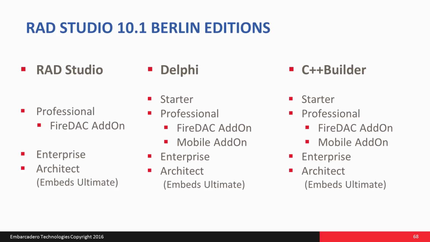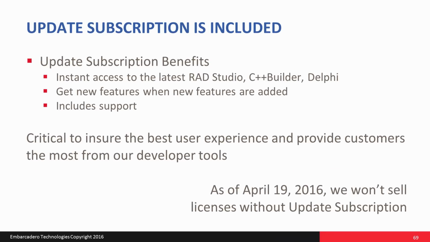A couple changes with this release in regards to the editions that we offer. With 10.1 Berlin, we discontinued our Ultimate Edition, and customers who currently have Ultimate will essentially get Architect. But as you see through here, nothing else for the most part has changed in regards to what editions we currently offer. With 10.1 Berlin, Update Subscription is now included by default. There are many benefits to having Update Subscription, including access to the latest releases, bug fixes, as well as the ability to access support. Having Update Subscription allows us to provide the best user experience and success in using our product.